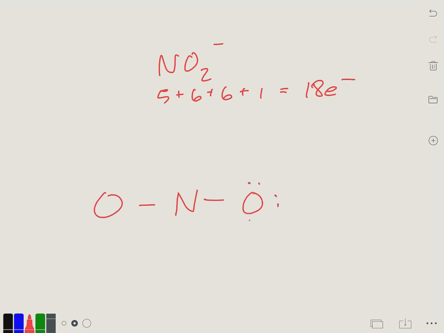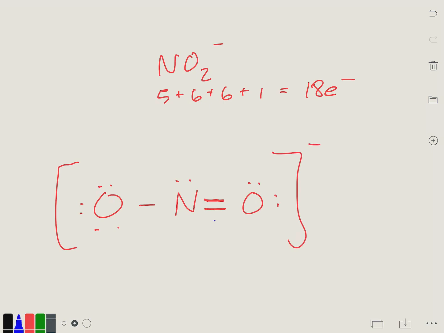Let's do one more. Let's draw the structure and geometry of NO2 minus. So this is nitrite. So 5 for nitrogen, 6 for oxygen. There's 2 of them, plus 1. So 18 electrons. 2, 4, 6, 8, 10, 12, 14, 16, 18. Not enough for nitrogen, so we're going to need some from somewhere. Let's take them from this side and make them into a double bond. Now we could, of course, have done the other side, so this would have 2 resonance structures.